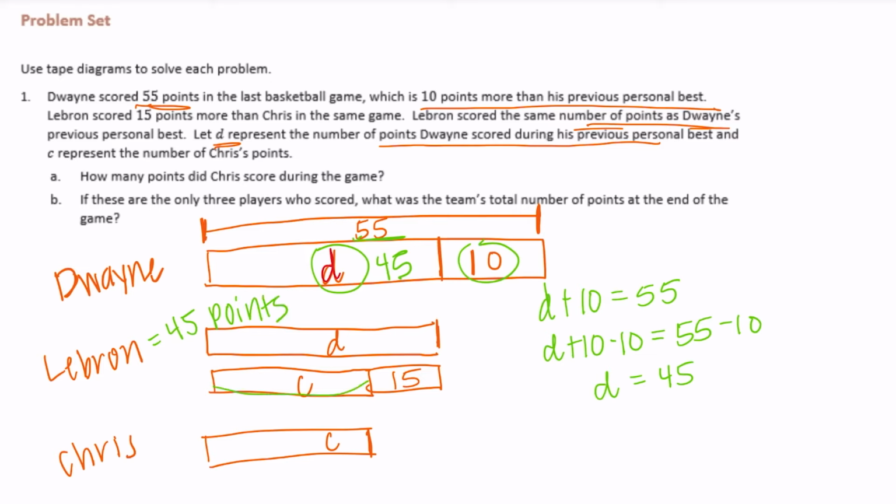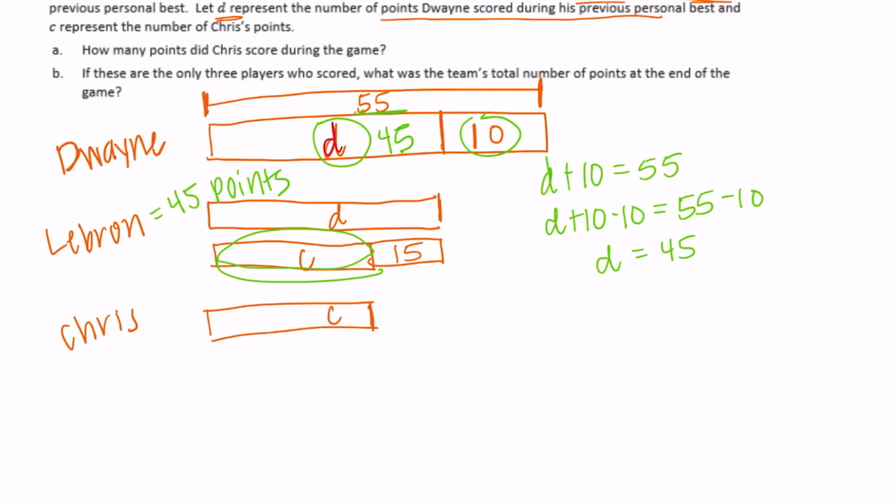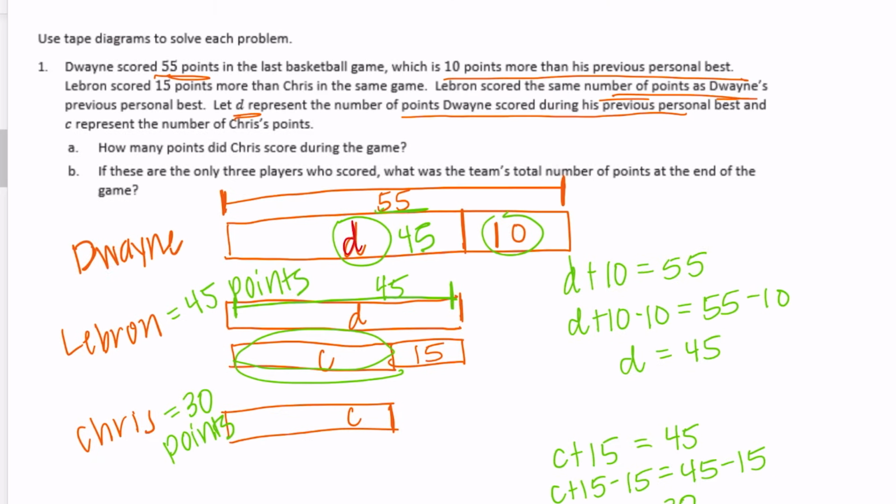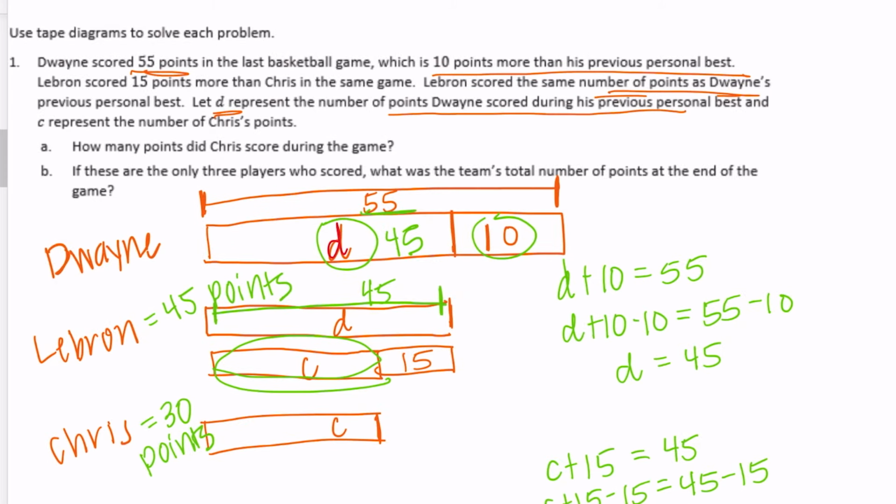And if we want to find out what Chris is, C plus 15 would be equal to 45. So we can figure that out by doing C plus 15 minus 15 would be equal to 45 minus 15. So C is equal to 45 minus 15, or 30. So Chris scored 30 points. So that's the answer to part A.